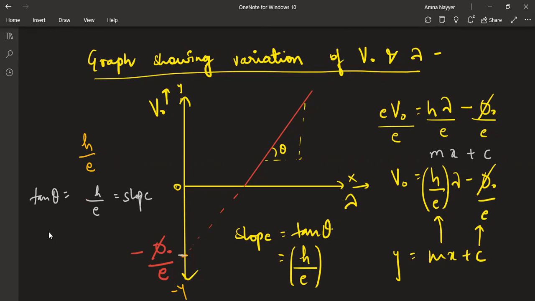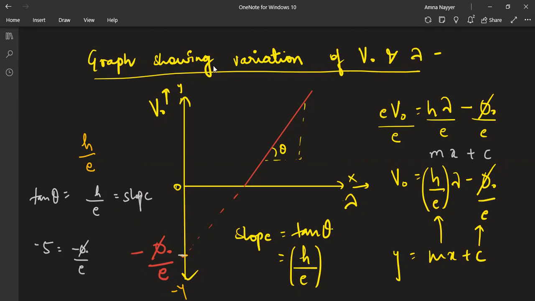And the y-intercept will become minus phi naught by e. You will be getting values also, like let's say you will get a value minus 5. Fine, this is minus 5 and the unit will be there. And you will be asked to calculate work function. So you can multiply it by electronic charge. For you, minus 5 will be equal to minus phi naught by e. Phi naught you can easily find out because you know the value of e. So such questions can also be asked to you.